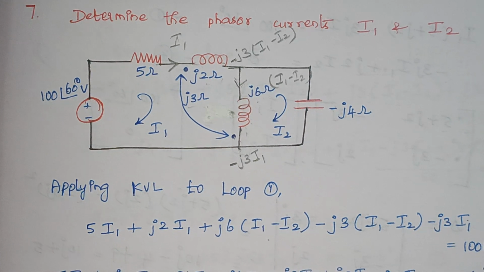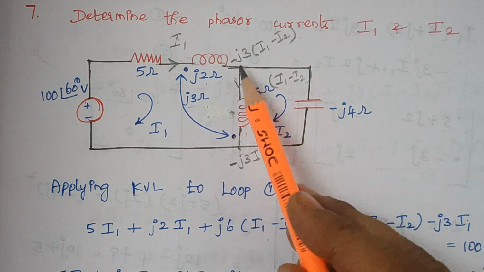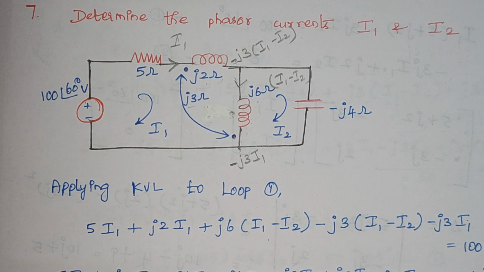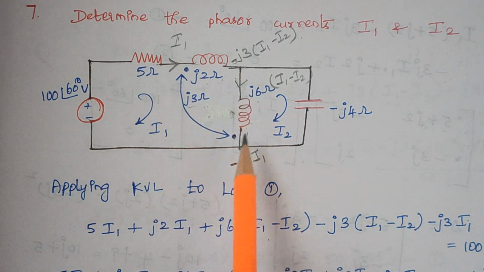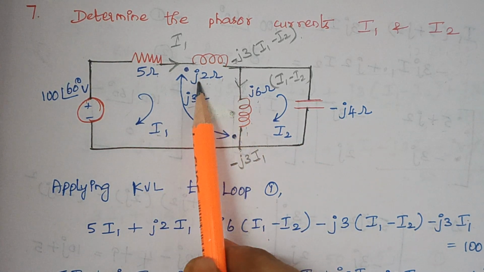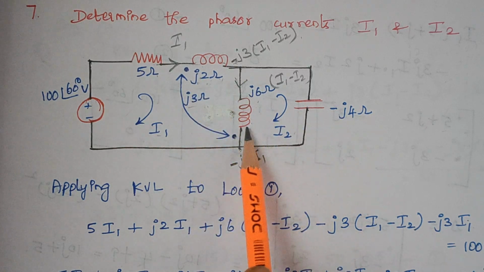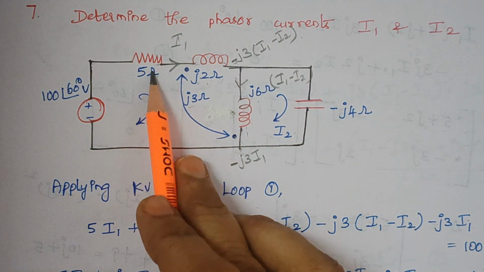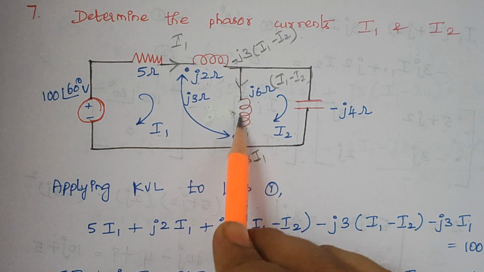After writing the values along with their respective signs, then apply KVL. When you apply KVL to this loop, the sum of voltage drops in a circuit is equal to the sum of voltage rises. So in this case, what are the respective voltage drops? You see 5 into I1, J2 into I1, and J6 into (I1 minus I2). First write down the respective voltage drops for each and every element present there.